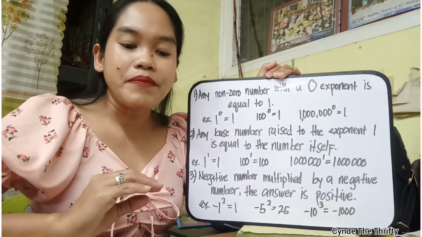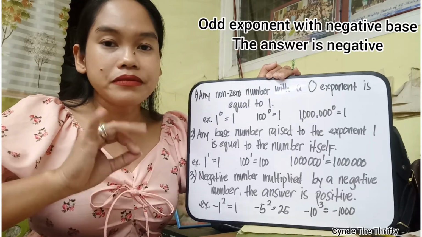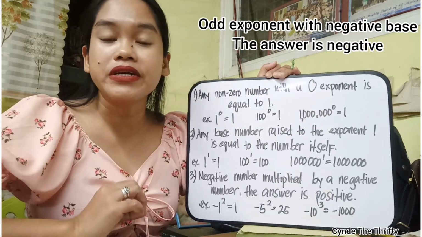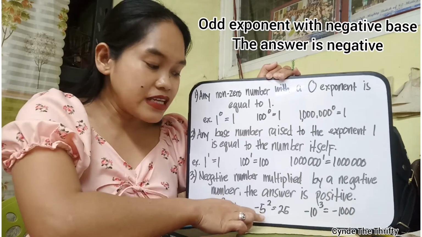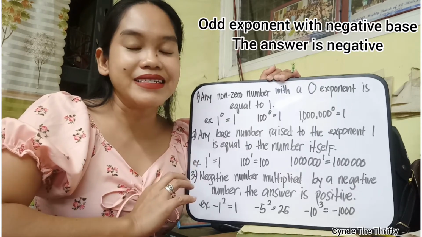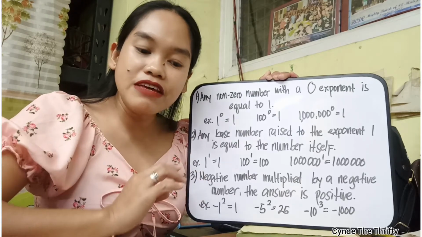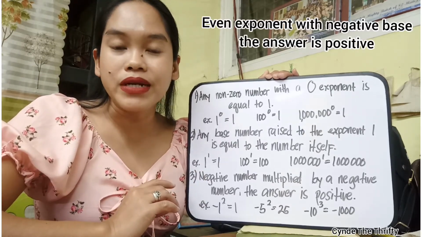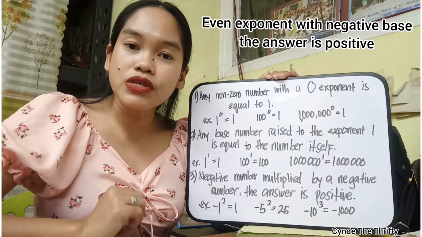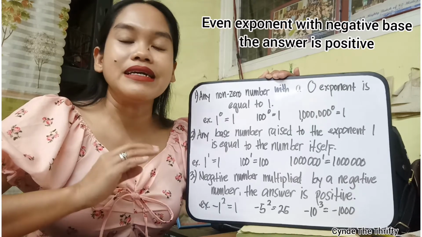Ibig sabihin na kapag odd number yung exponent mo, like 1, 3, 5, and so on and so forth, basta odd number yung exponent mo, kapag negative yung base mo and odd number yung exponent mo, ibig sabihin ang kanyang sagot is magiging negative number. And then, kapag even naman yung number ng exponent mo, just like 2, 4, 6, 8, 10, and so on and so forth, kahit na negative pa yung base mo, ang kanyang sagot is magiging positive.